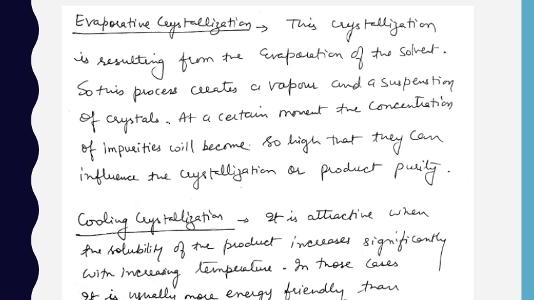So let's start with the first crystallization type, that is evaporative crystallization. The major thing in the process is the evaporation of the solvent. In that case, we go for forming the vapor and a suspension of the crystals. Understood? So we allow the solution to evaporate, making it a hot saturated solution.